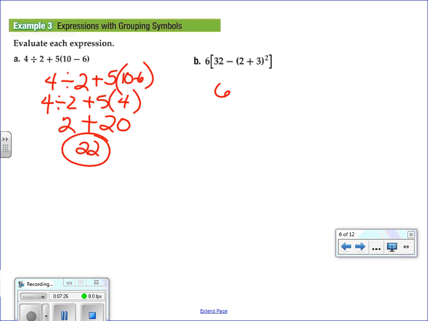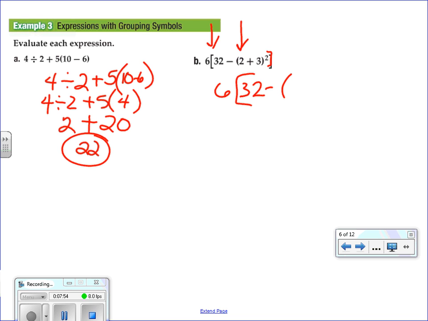Okay, 6 bracket. Same as a parentheses, 32. And the reason you use a bracket is because if you have a parentheses and a bracket, you can't have 2 parentheses. That would be confusing. So once the outside, the furthest out grouping symbol, they change from a parentheses to a bracket. And that's why it's a bracket instead of parentheses.